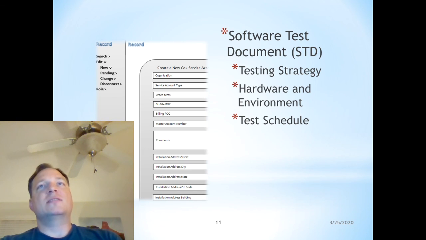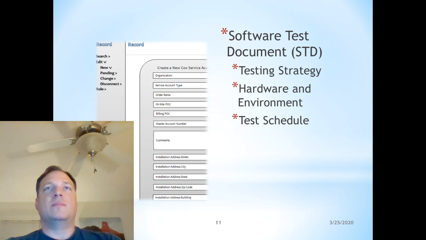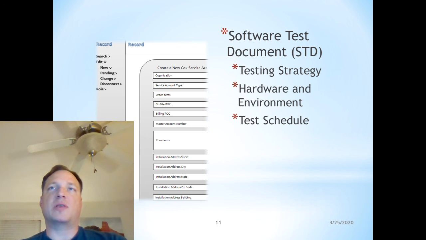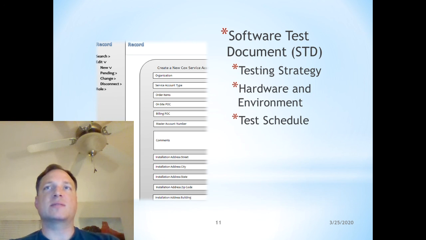Finally, the software test document describes the various methods that will be used to test the application to ensure it performs as expected and meets the user's needs. It discusses the testing hardware and the environment in which the software will be tested.